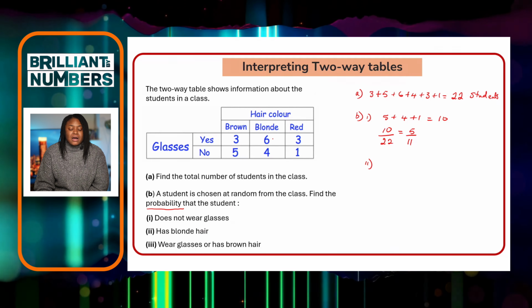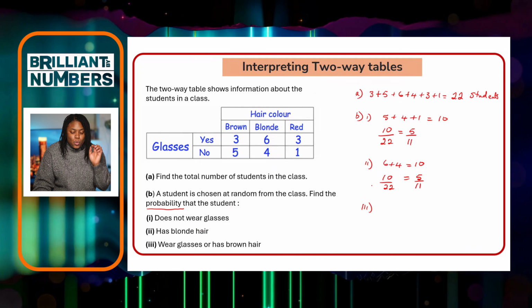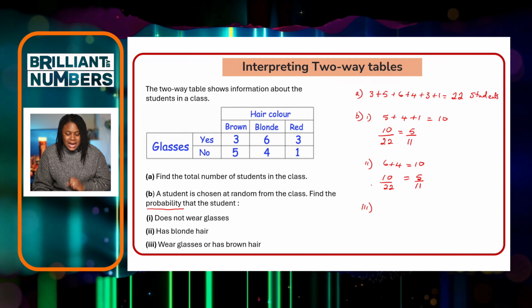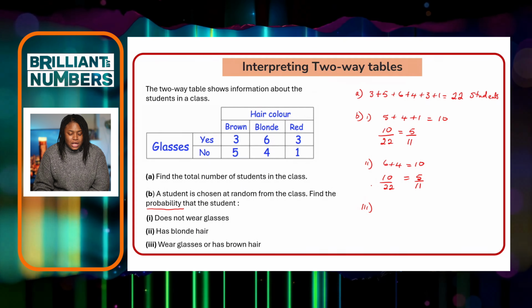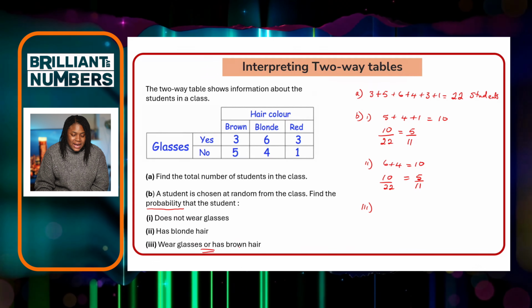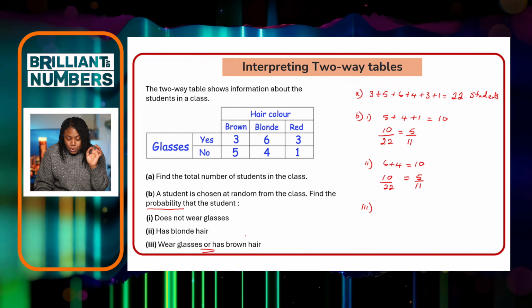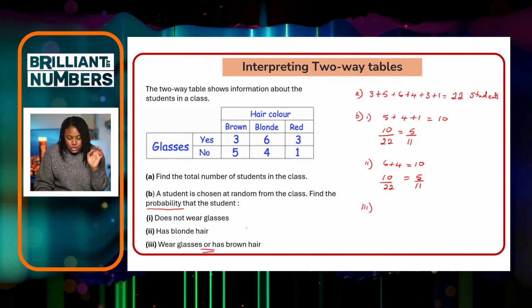Final question, we're asked for students who wear glasses or have brown hair. Now in probability, the word or means to add. So I need to find out the students who wear glasses, and then I need to look for brown hair. So let's get the students who wear glasses. So wear glasses is yes, I've got 3. So glasses will be 3.